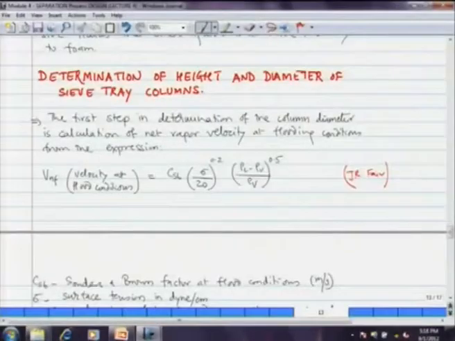Those things are going to be treated in greater detail in other courses of NPTEL, so I do not go much deeper into it. I suggest that you read through the book of McCabe and Smith to learn about the loading and flooding velocity. So, the velocity at flooding condition VNF is equal to CSB into (sigma by 20) raised to 0.2 into ((rho L minus rho V) divided by rho V) raised to 0.5.